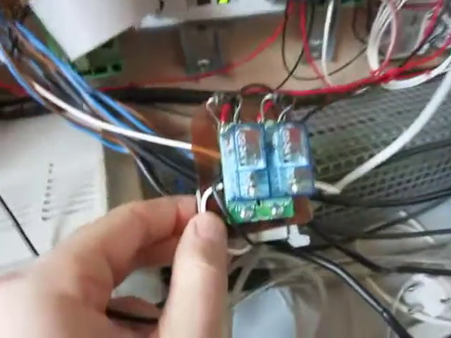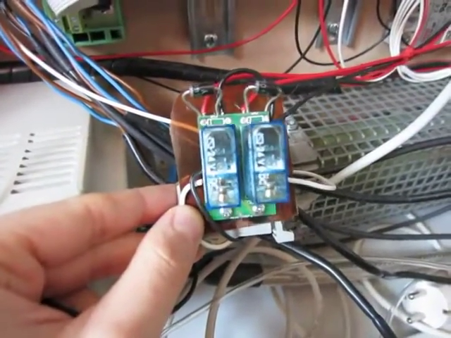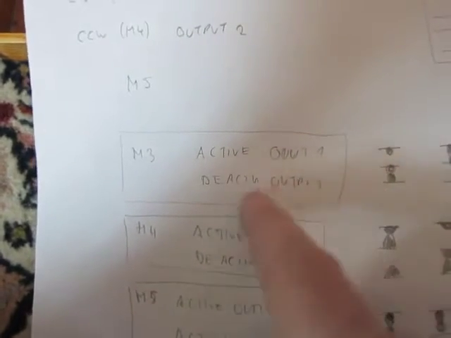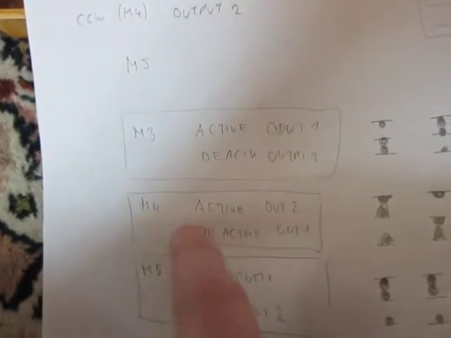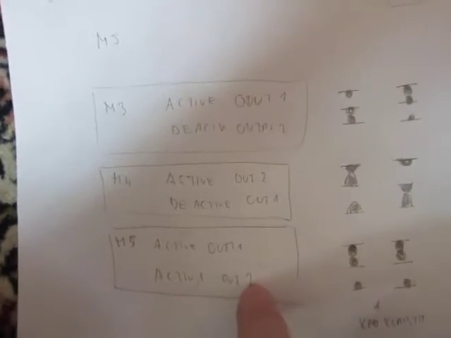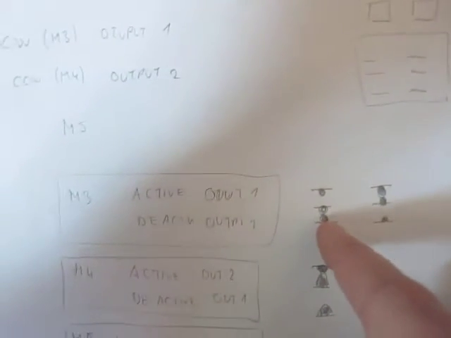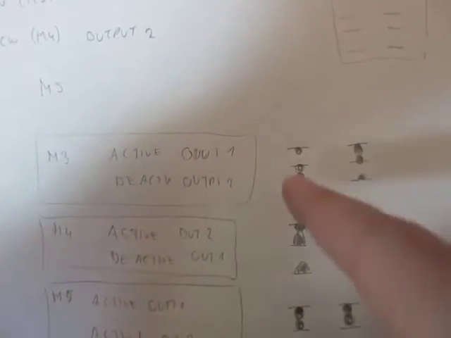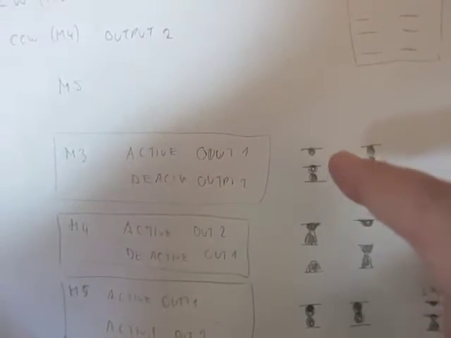So now I made a diagram. This is my two relays, and this is the situation. M3 activates output 1, deactivates output 2, M4 activates output 2, deactivates output 1, M5 activates output 1 and activates output 2. And this is how I want my contacts to look for every command, because in that way I know that the relays are configured to work fast.